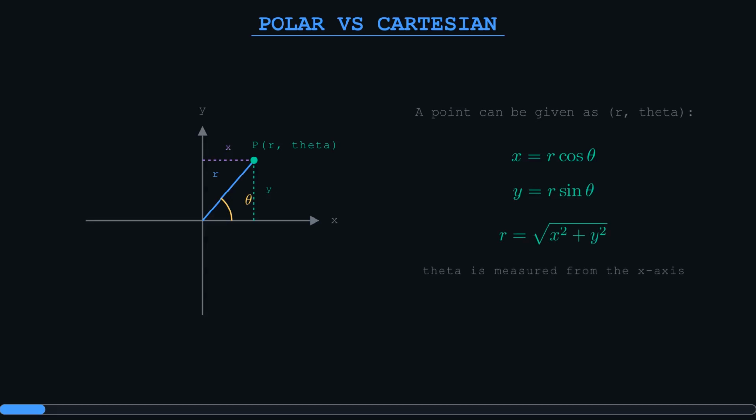So far, we have used Cartesian coordinates, x and y. Polar coordinates describe the same point using a distance from the origin, r, and an angle from the x-axis, theta. To convert to Cartesian, x equals r cos theta, and y equals r sin theta. To go the other way, r equals the square root of x squared plus y squared.